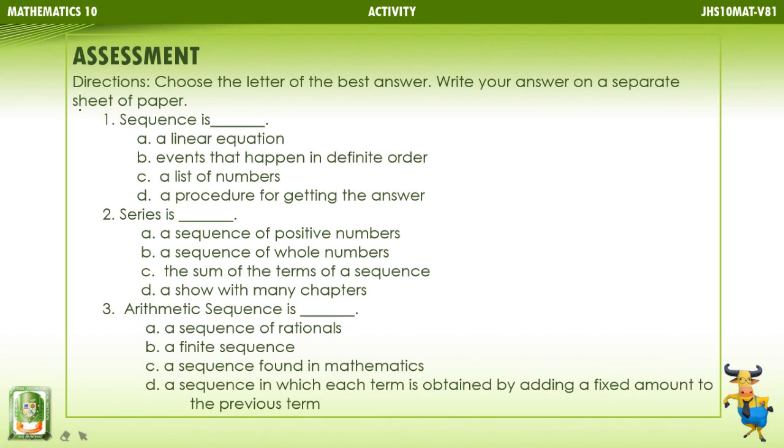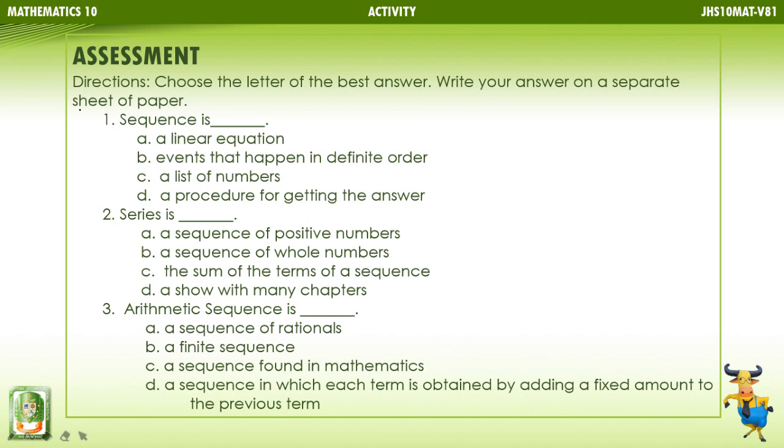Assessment. Directions: Choose the letter of the best answer. Write your answer on a separate sheet of paper. 1. Sequence is blank. A. A linear equation. B. Events that happened in definite order. C. A list of numbers. D. A procedure for getting the answer.